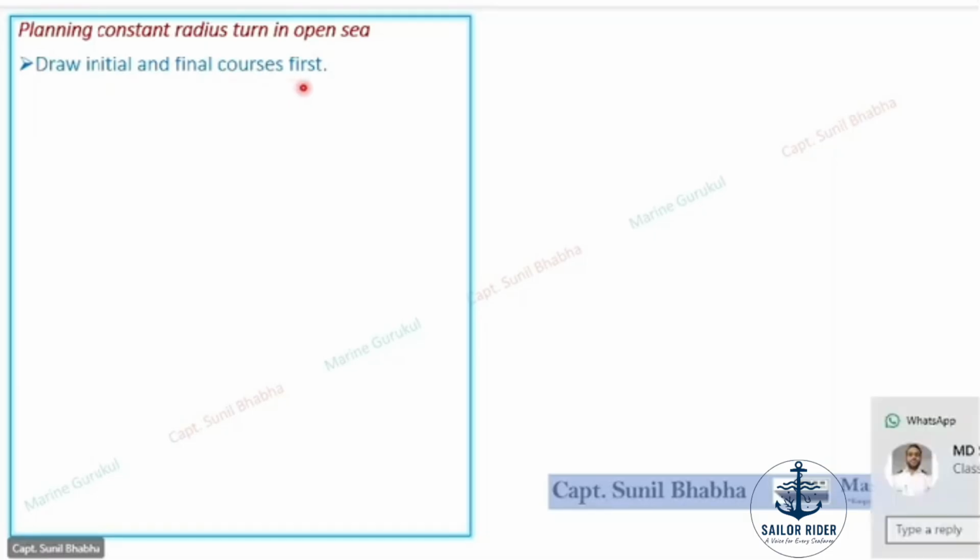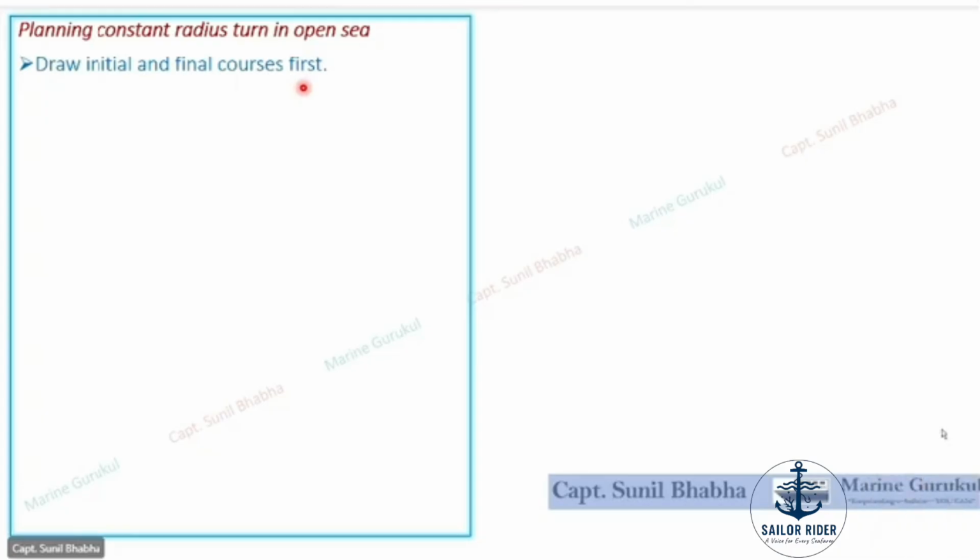Let us now understand the planning of the turn in an open sea scenario. Now in an open sea, obviously we will not have a reference point at the center of our turn. So the method of planning a turn, method of having this curved path on our chart, is different from what we had in restricted waters or when we had an object which was available to us at the center of the turn. So in this case, we will have to draw the initial and final courses first. So without bothering about the center or the curved path, we first draw our initial and final courses.